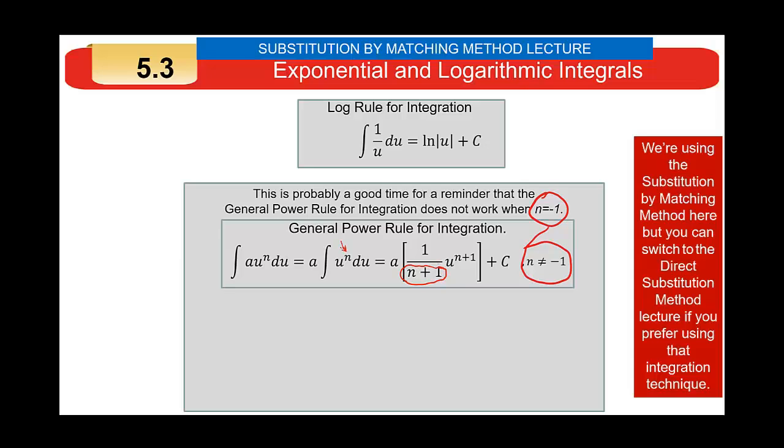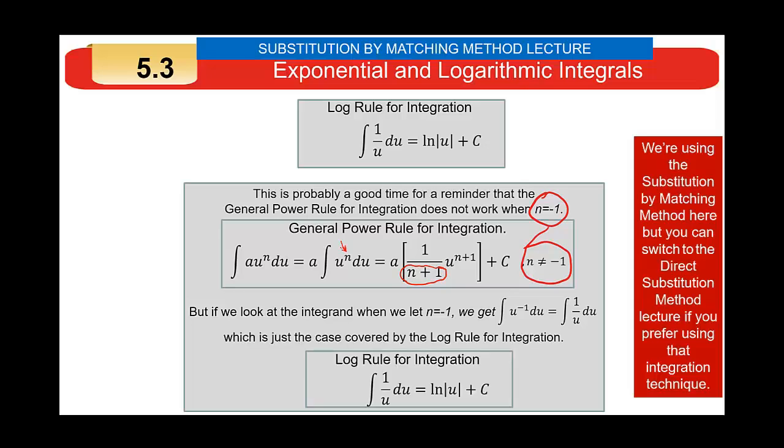But think about it a minute. So what is u to the minus 1? Well, u to the minus 1 is 1 over u. That's exactly what the log rule does. So I guess what I'm trying to say is this case for the logarithm rule is actually filling in the gap that the general power rule left, because we could never let n be minus 1. If n is equal minus 1, then you have to go to the log rule.